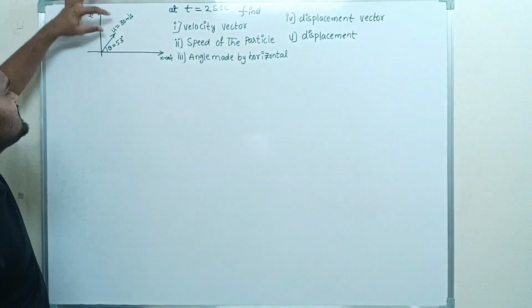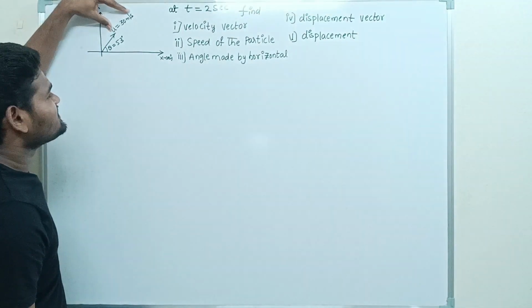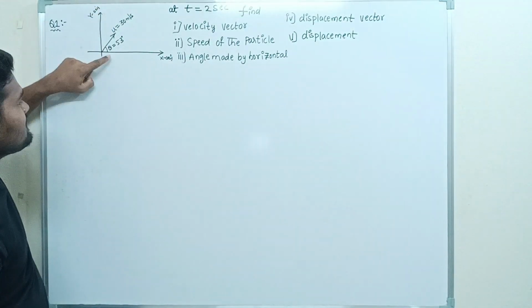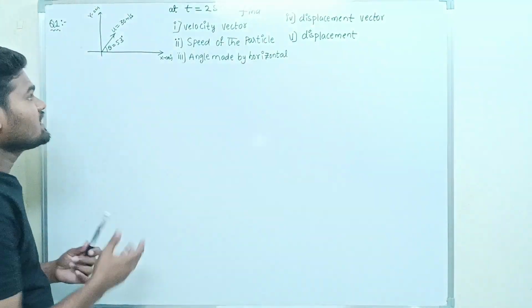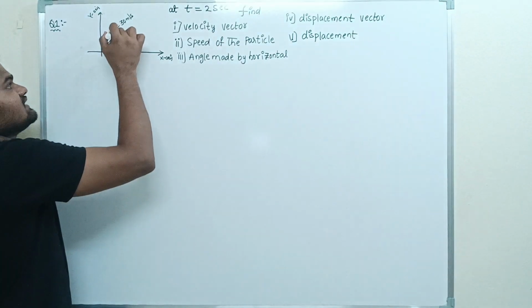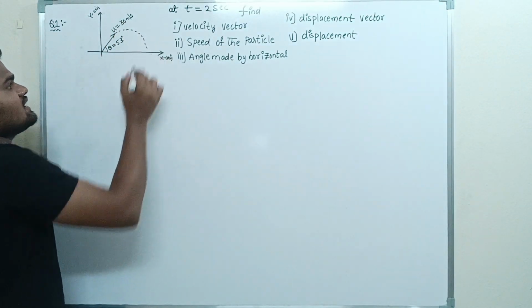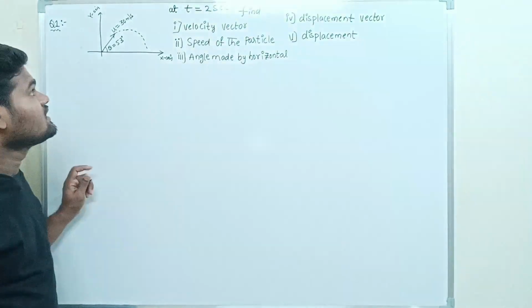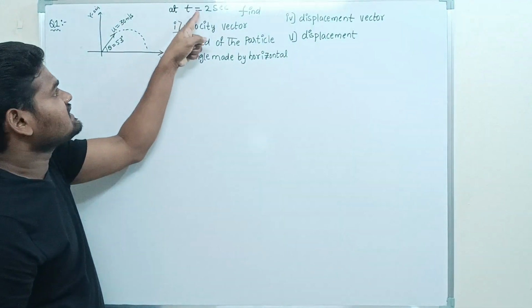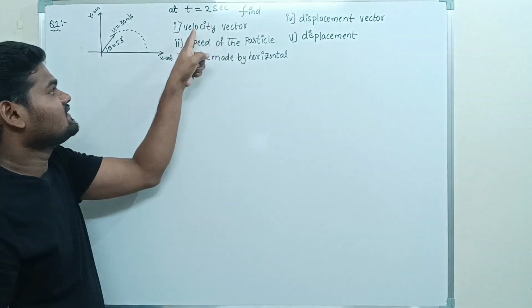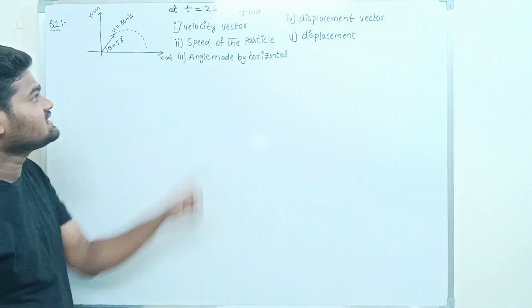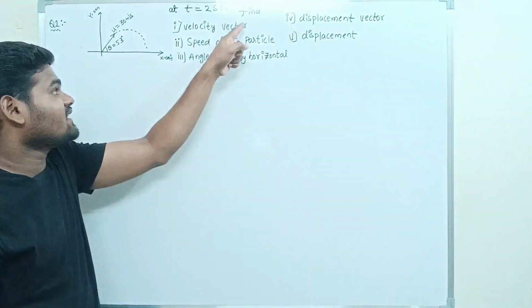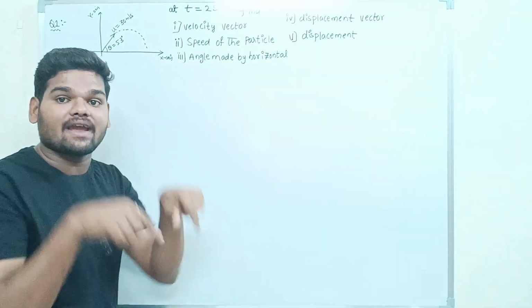They projected an object with initial velocity u equal to 30 meter per second by making an angle theta equal to 53 degrees with the horizontal. So theta is less than 90 degrees, then absolutely this object makes a projectile motion. What we have to find: at t equal to 2 seconds, find the velocity vector. After finding the velocity vector, we just have to find its magnitude.